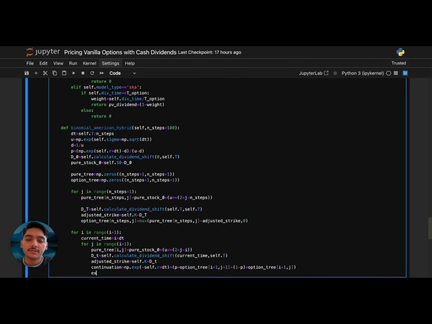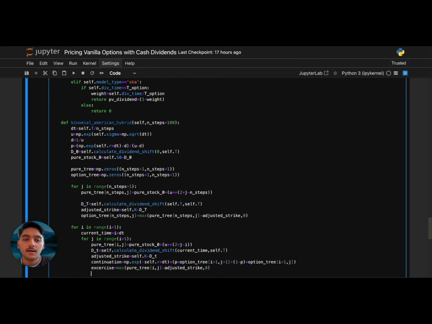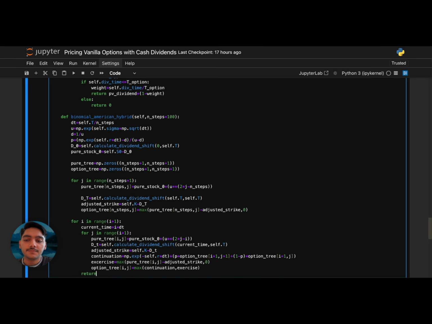And I will define exercise, which will be equal to max of pure tree i, j minus adjusted strike, 0, and the option tree i, j will be equal to max of continuation, exercise, and we return the option tree.